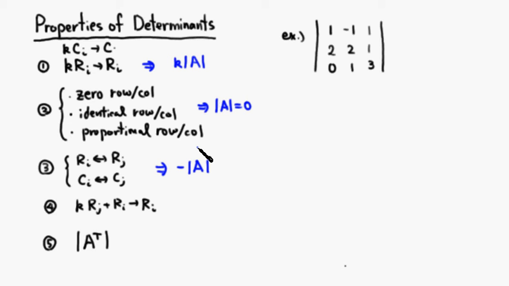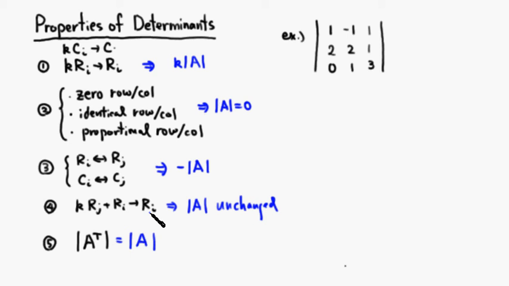And another row operation: multiply row j by k and add it to row i. This will not change the determinant, so the determinant is unchanged. Another one is that if you take the transpose of a matrix, the determinant of the transpose of A is exactly the same determinant as before.